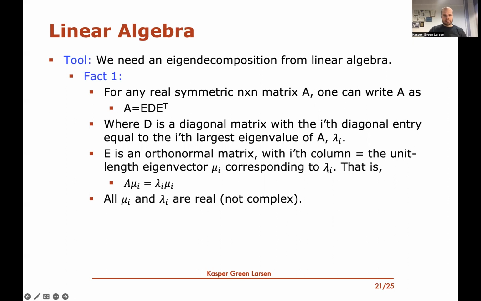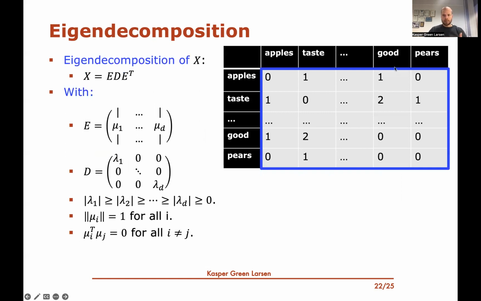And the definition again of eigenvalues and eigenvectors is that if I take A and multiply it with mu i, I'm going to get lambda i mu i. Right? And if this is a real symmetric matrix, then the mu i and the lambda i are all real, so they're not complex vectors. So this is just a fact, and we'll be using this. So the eigendecomposition will take the co-occurrence matrix, call it X, and write it as E D E transpose. The column vectors of E are the eigenvectors. The diagonal matrix D has eigenvalues on the diagonal, and here we can assume that they're ordered such that in absolute value, the largest one is lambda 1, which is greater than or equal to lambda 2, greater than or equal to lambda 3, and so forth.